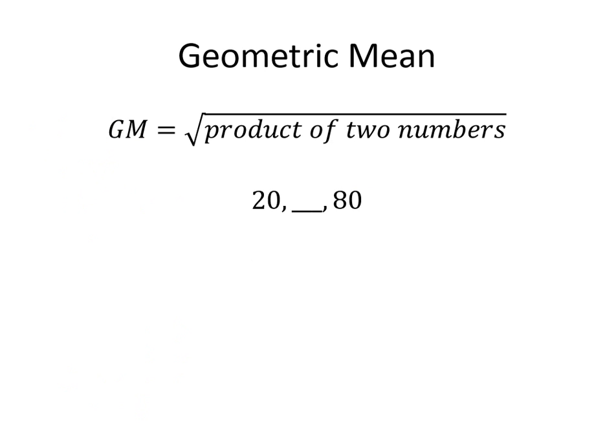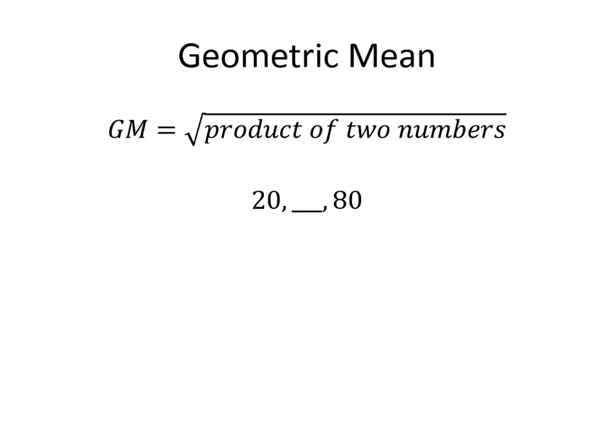Okay, geometric mean. If you remember previously, we talked about arithmetic mean, which is where you add the two together and divide by 2. Geometric is different because you multiply the two numbers together, and then you take the square root of them. So the square root of the product of the two numbers. If you're given two numbers in a geometric sequence, and you're told this is the first one, this is the third, find the middle one, you would use a geometric mean.